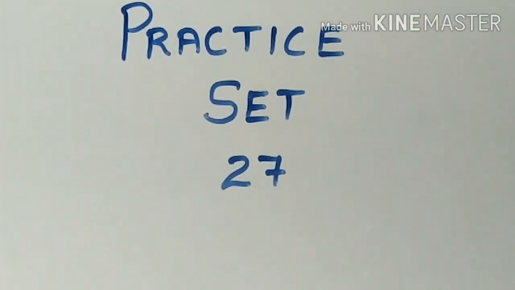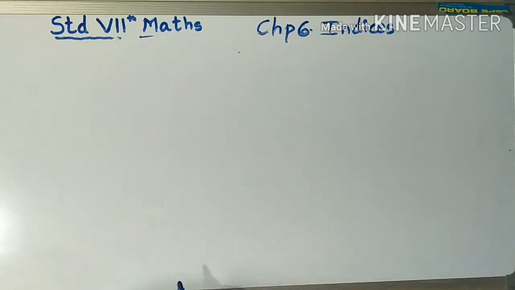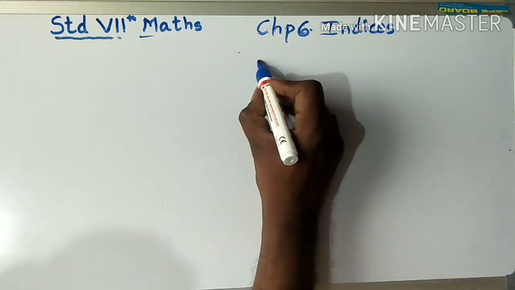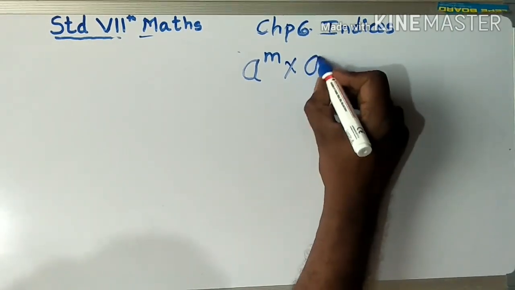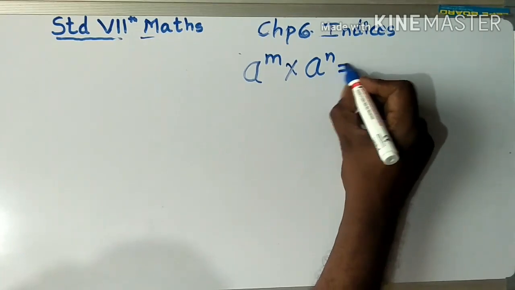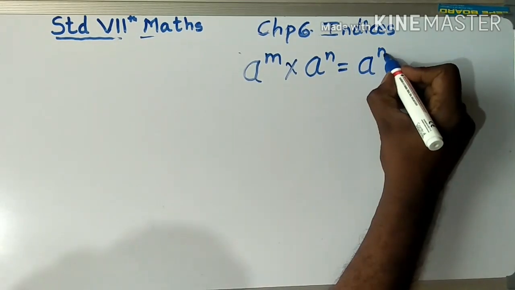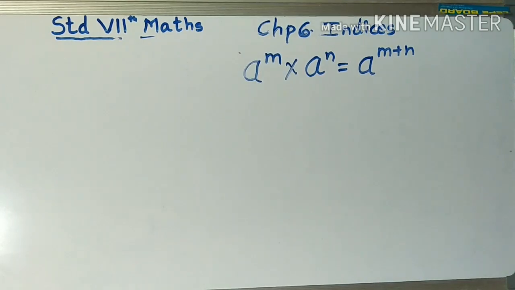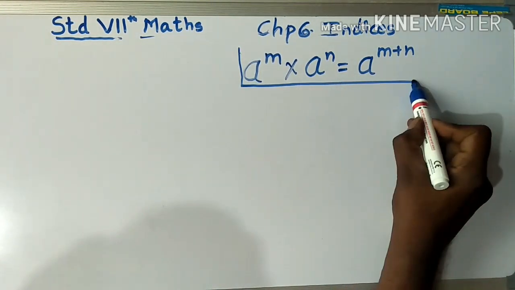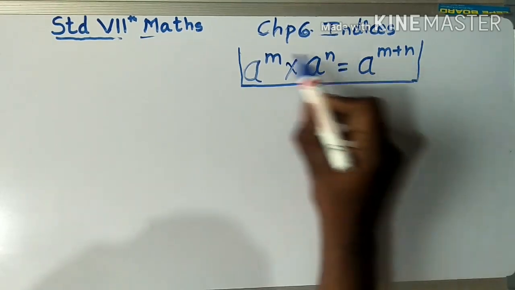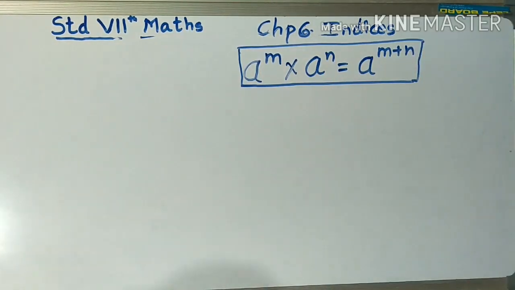Welcome. Let's start with practice set 27. Now from practice set 27 we'll be starting with the formula a raised to m multiplied by a raised to n is equal to a raised to m plus n. Just remember this formula, everyone. Using this formula, we will solve practice set 27.